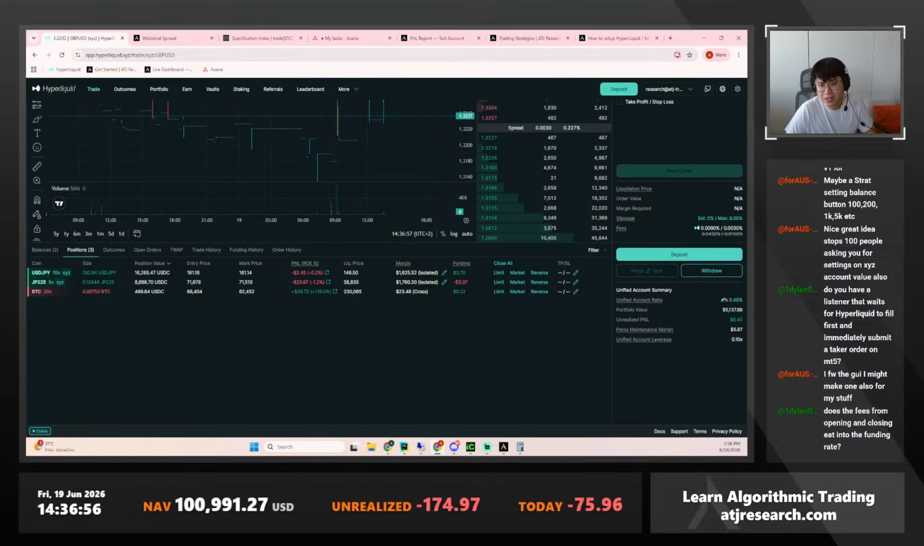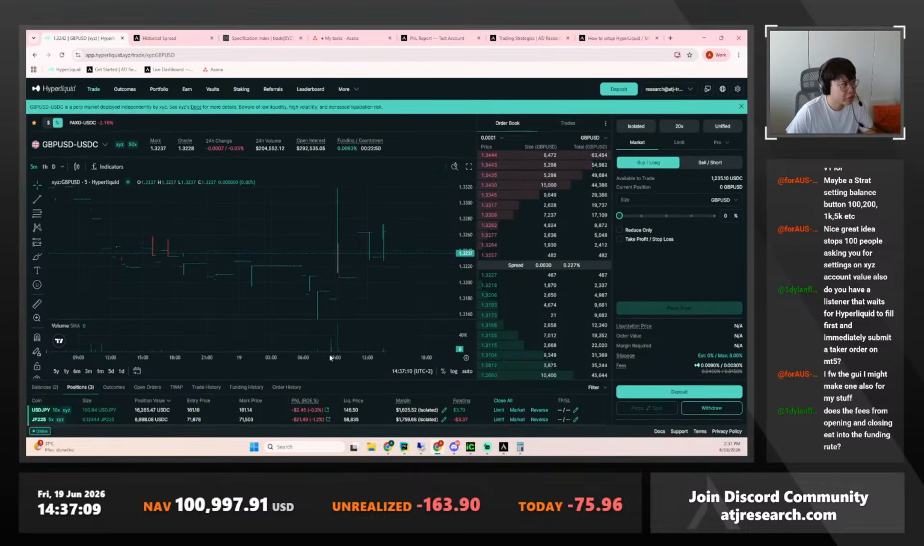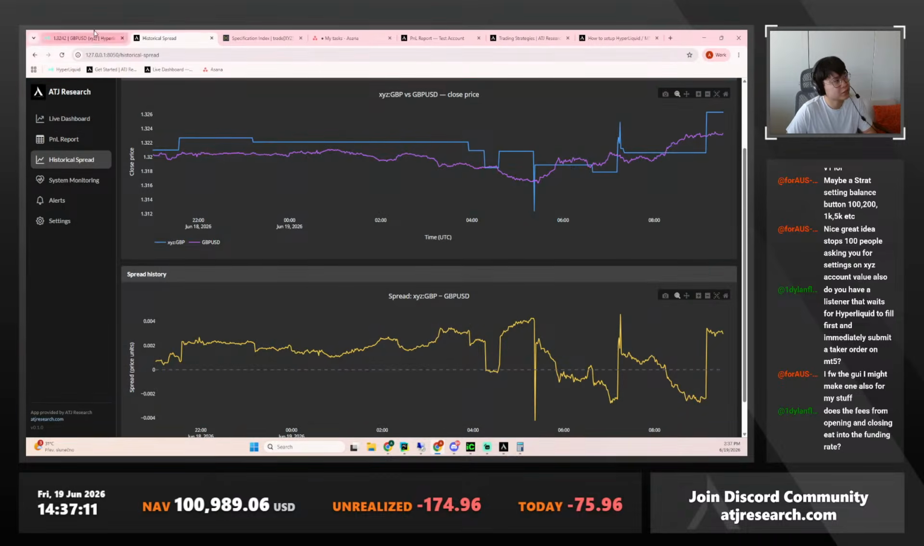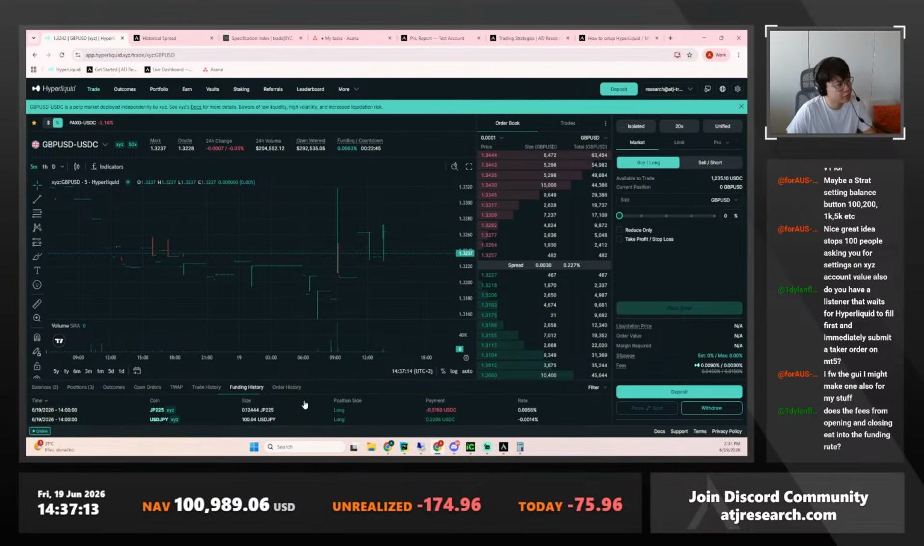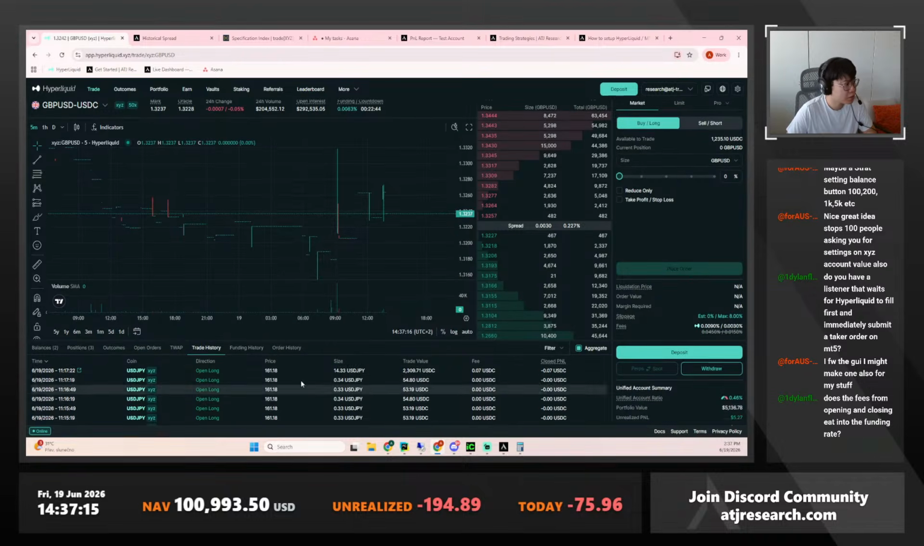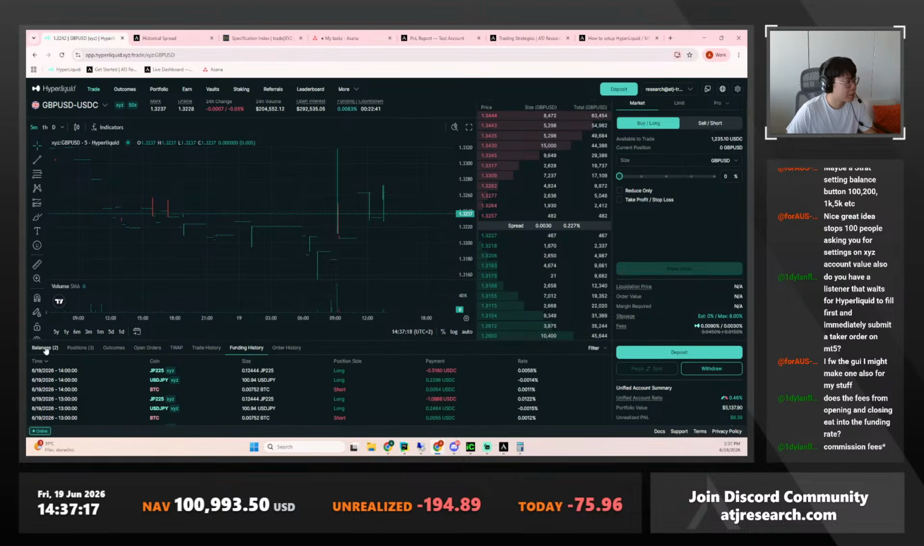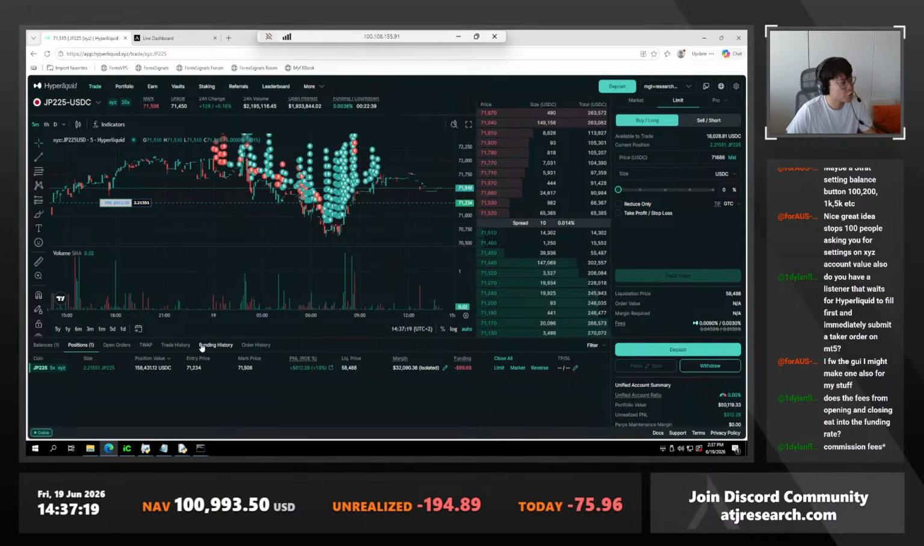Well, the fees and the funding rate are two separate things, so I don't understand exactly what you mean by that question. But the fee is usually what you pay to open the trade, so that will eat into our profits. And funding rates, I've mentioned that in most cases the funding rate should be positive on our side, right? And there are a few exceptions, and today on JP225, it is actually working against us, right?